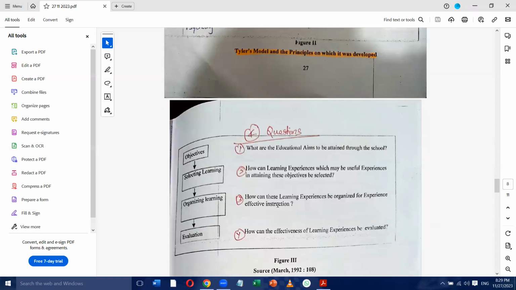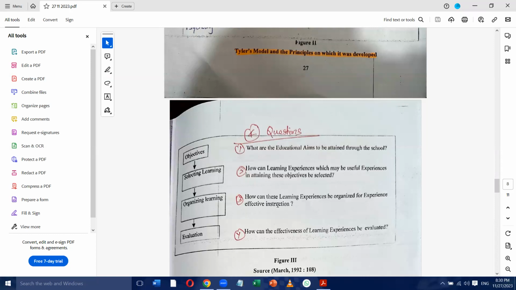In order to get these objectives, selecting the learning, organizing the learning and the content, and evaluation, you should take into consideration four questions. The first one: what are the educational aims to be attained through the school? This question is expected to set up your objectives.